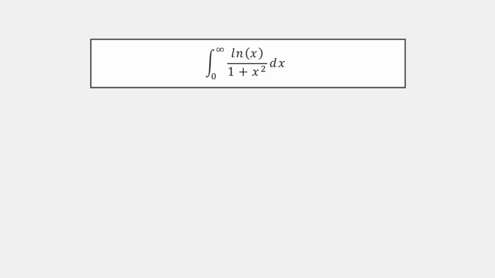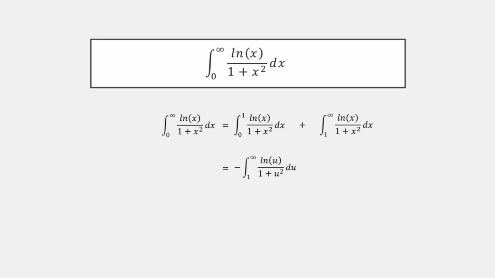The original question was to solve the integral from 0 to infinity of ln of x over 1 plus x squared. In the previous steps, I broke up the integral into two pieces. I broke it up from 0 to 1 and 1 to infinity. In the previous slide, I was able to show that the integral from 0 to 1 is the same thing as the opposite of the integral from 1 to infinity. So when I add that to the integral from 1 to infinity, those two will cancel out and I end up with 0. So the integral from 0 to infinity is 0.